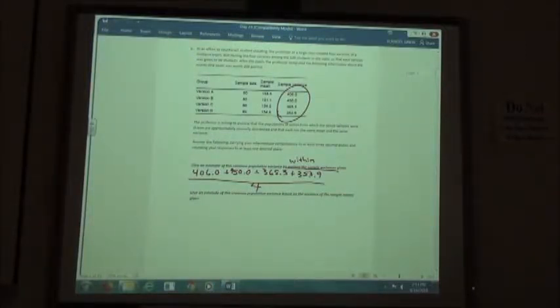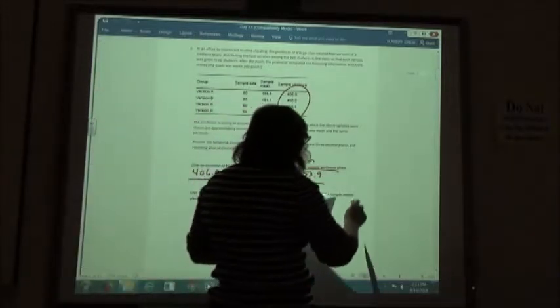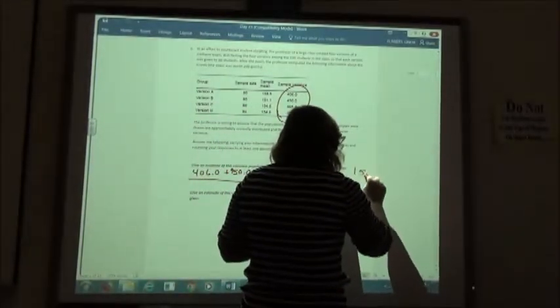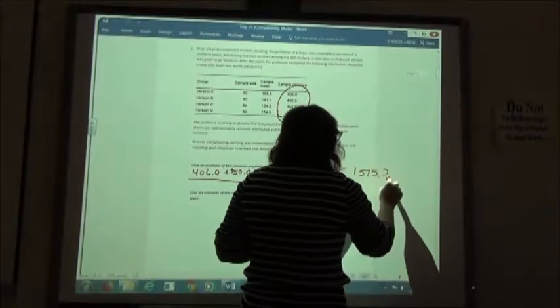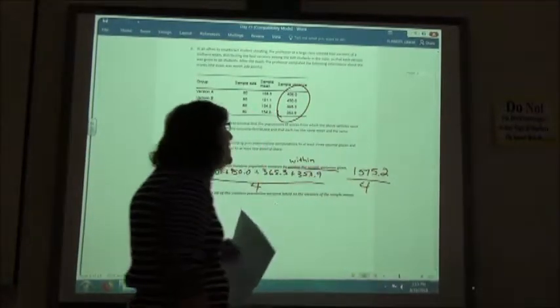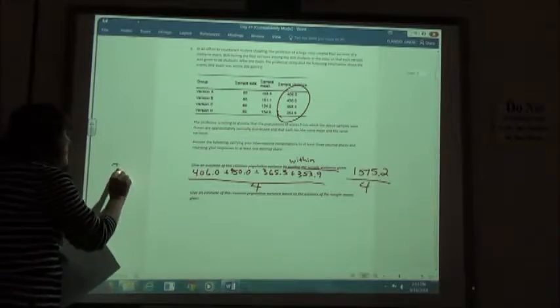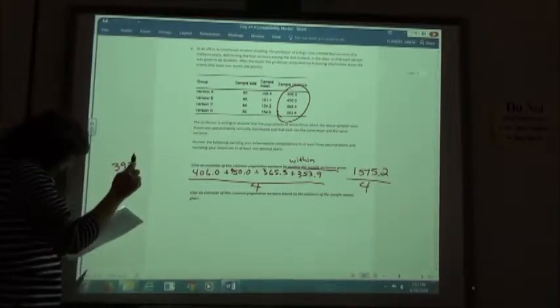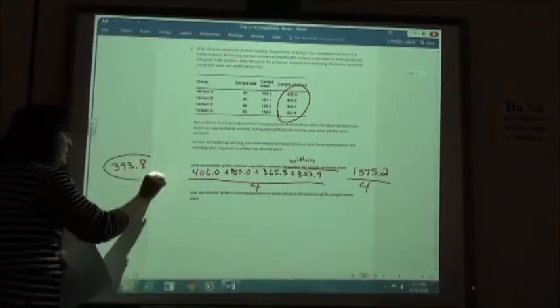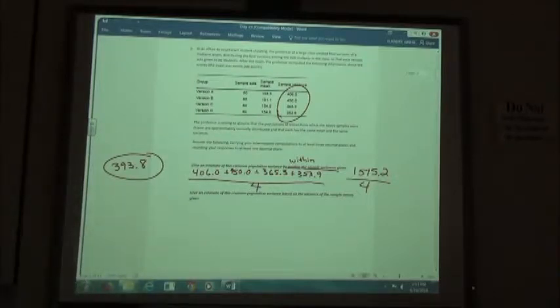406.0, 450.0, 365.3, and 353.9. You should come up with 1,575.2. You are then going to divide that by 4. And rounding that off to 1 decimal place, you should come up with 393.8.